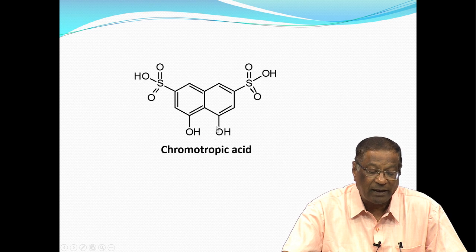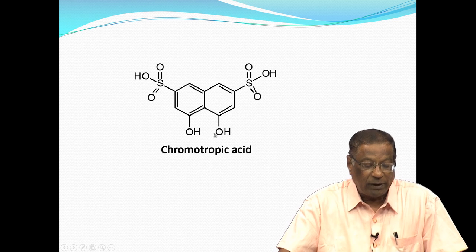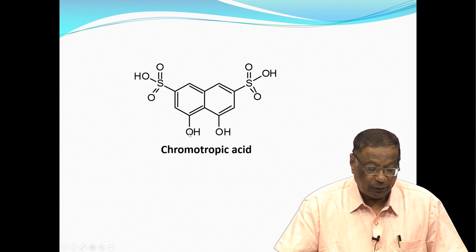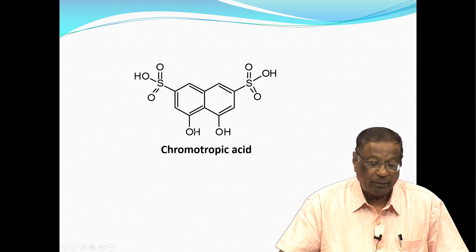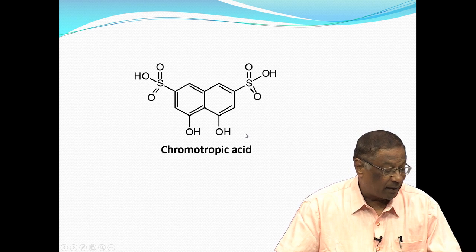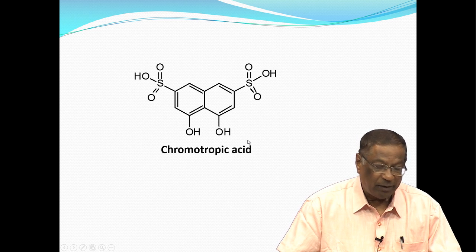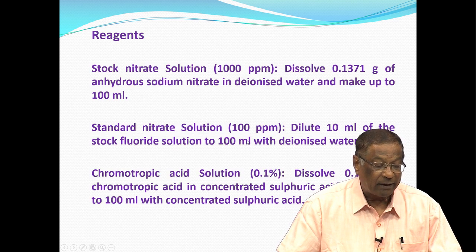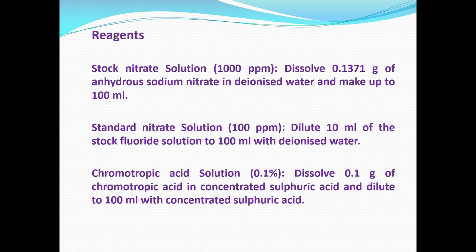The complexation with nitrate will happen with the removal of water from these OH groups. So, there will be some sort of ring closure and the color will be shifted to the bathochromic side, and that is how the determination of nitrate is completed using the spectrophotometric finish.